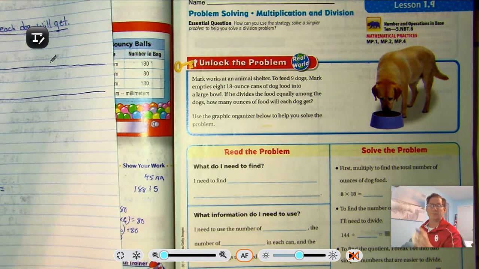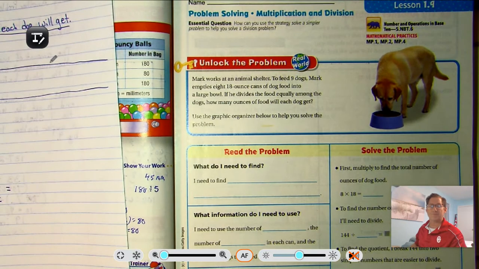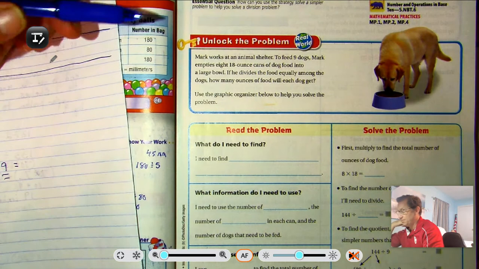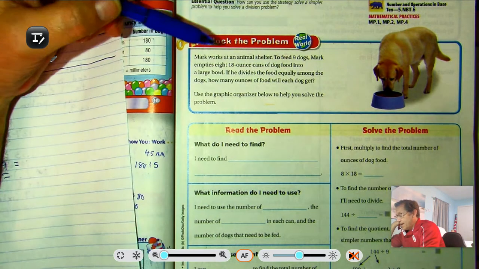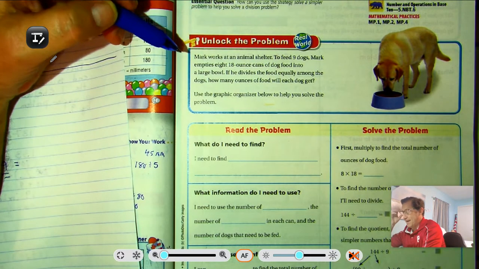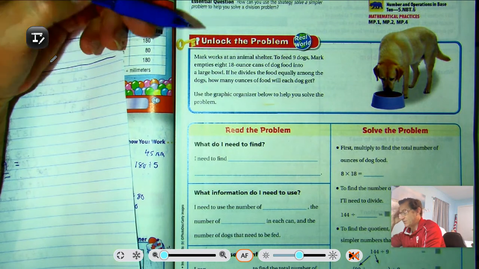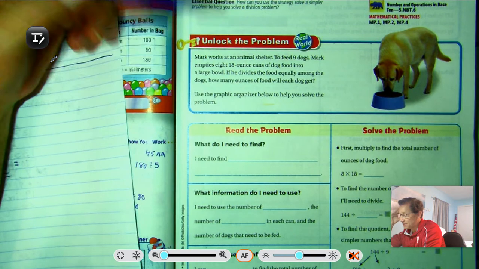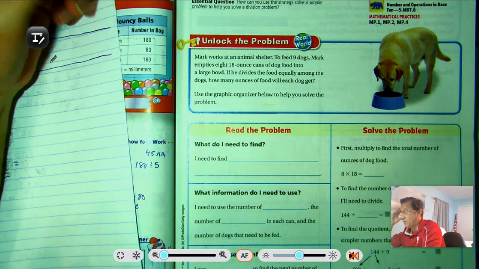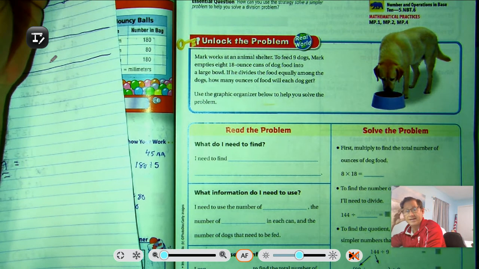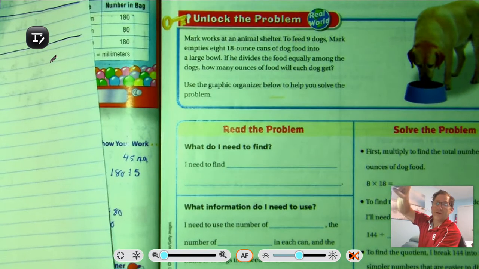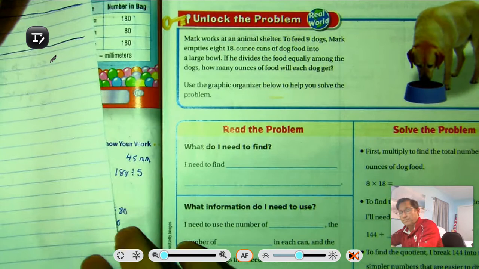Let's look at the unlock the problem. So Mark works at an animal shelter. To feed 9 dogs, Mark empties 18-ounce cans of dog food into a large bowl. If he divides the food equally among the dogs, how many ounces of food will each dog get? Okay, so use the graphic organizer to help you solve the problem.